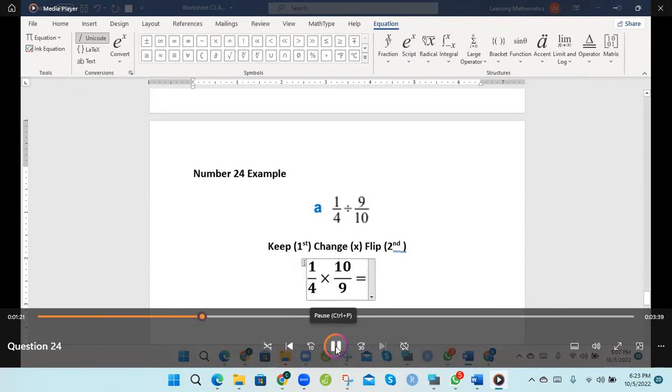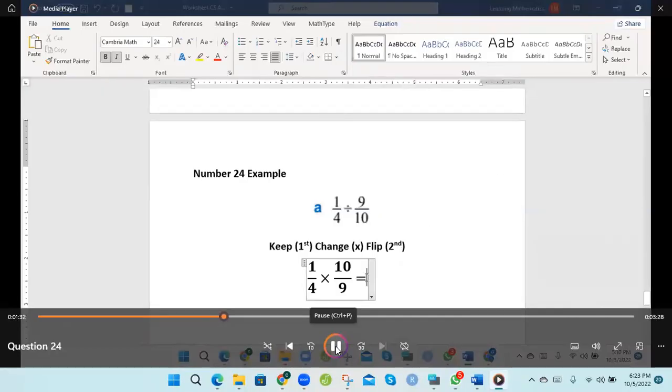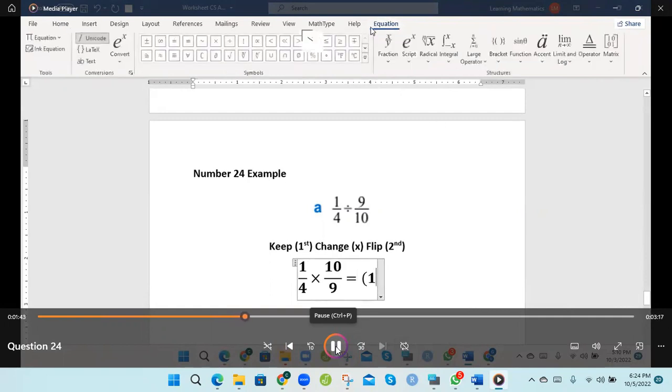And multiplication of fractions, you multiply numerator to the numerator and denominator to the denominator. So you normally call that straight across. Numerator to numerator, denominator to denominator. So it's 1 times 10 over 4 times 9. So really and truly, division turns to multiplication. One times 10 divided by 4 times 9.